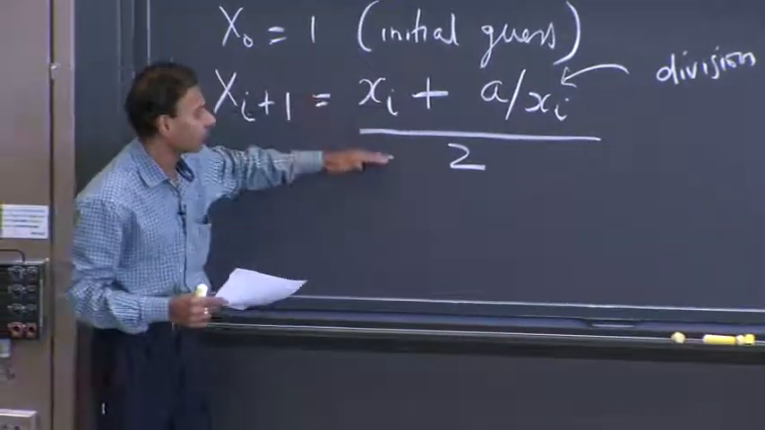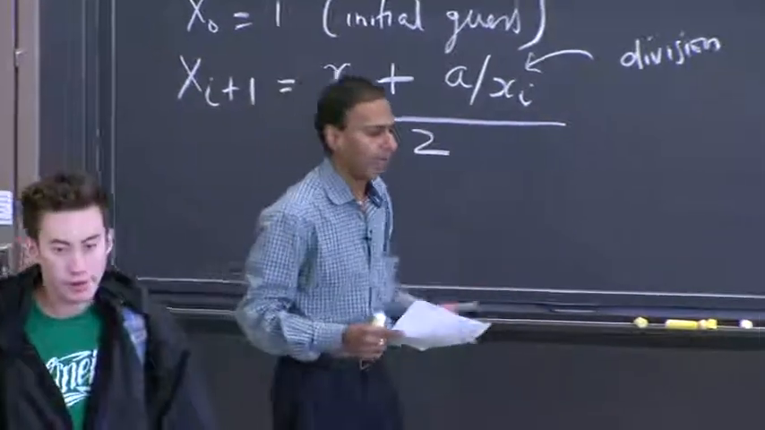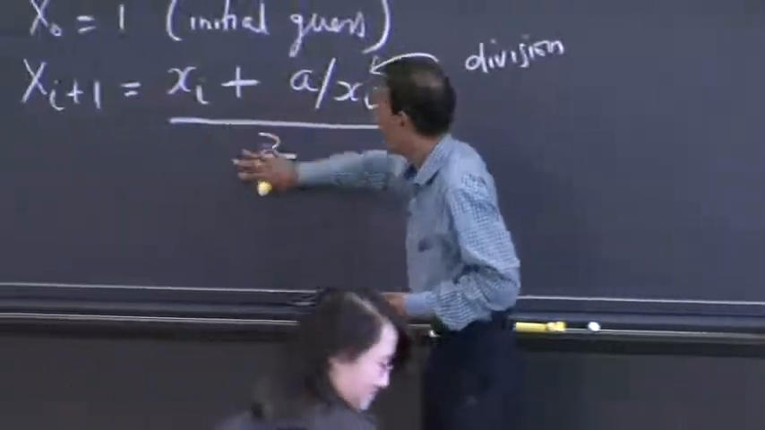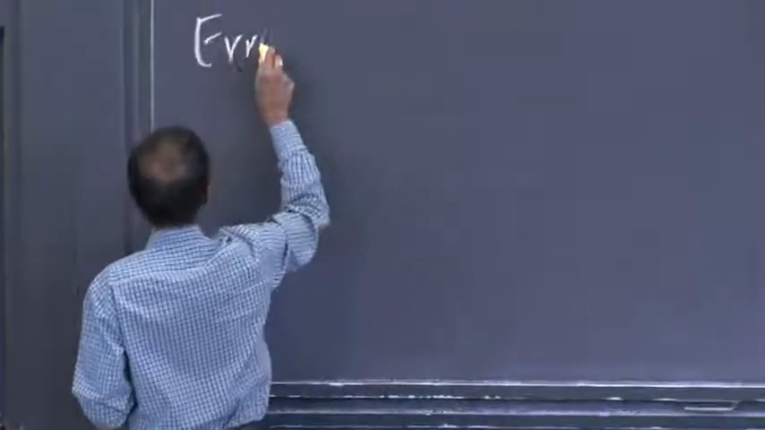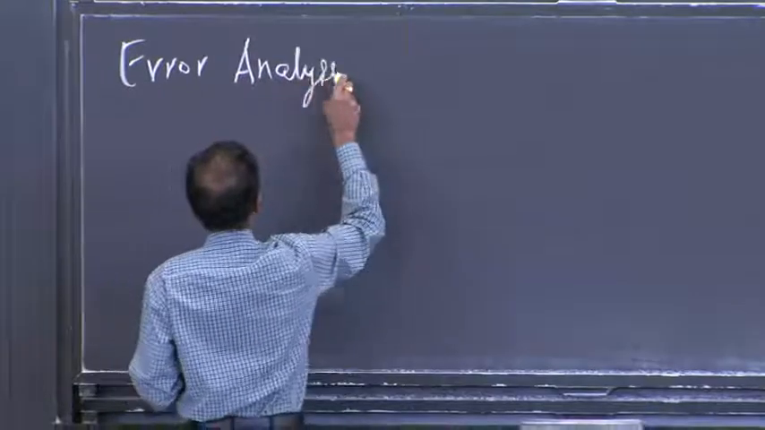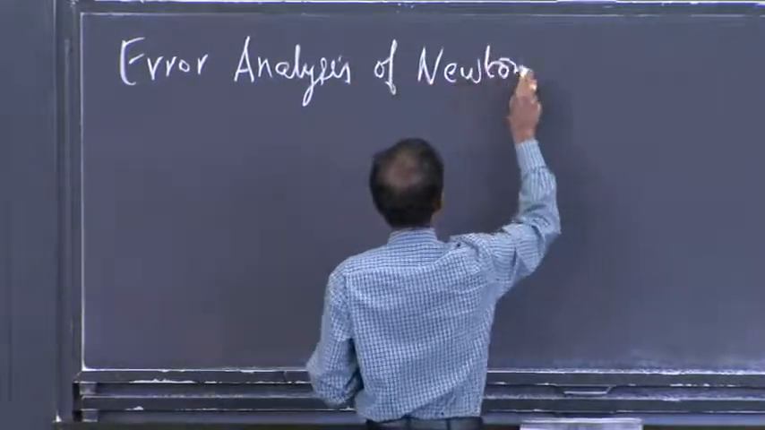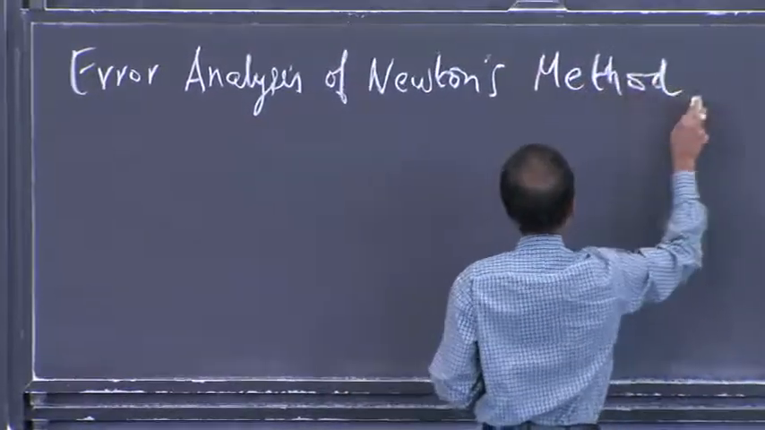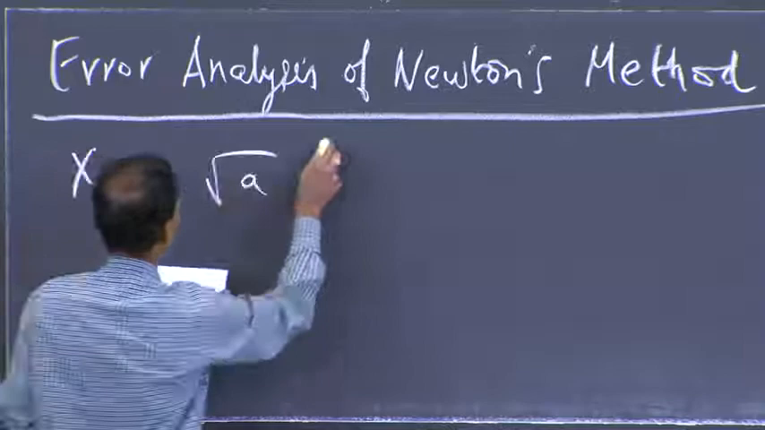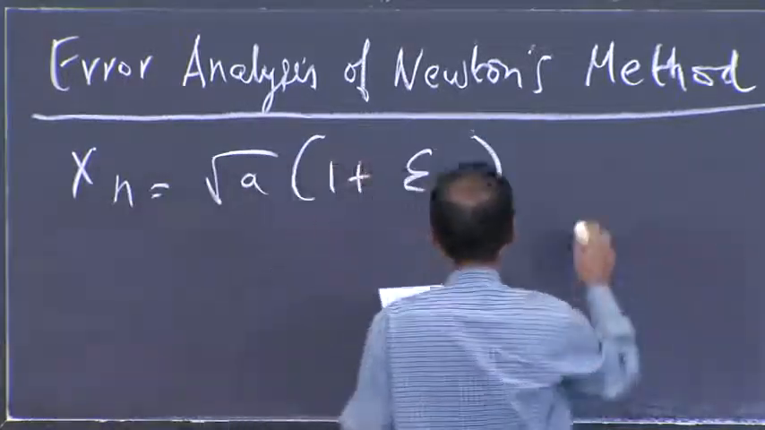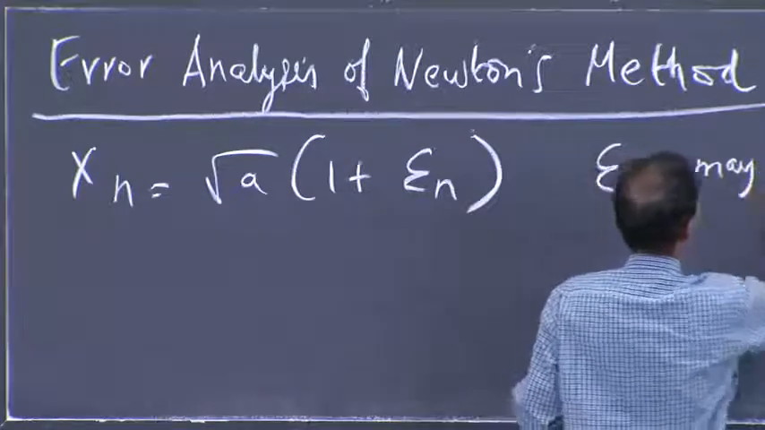I gave you an example, and it looked pretty good, but we didn't really prove anything about the rate of convergence. So what I'd like to do now is take a look at this particular iterative computation, where we're computing x(i+1) given xi, and argue that this in fact has a quadratic rate of convergence. Okay? So you can think of this as doing an error analysis of Newton's method. And let's say that xn equals square root of a times (1 plus epsilon n), where epsilon may be positive or negative.